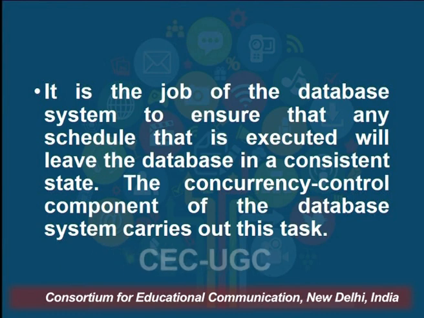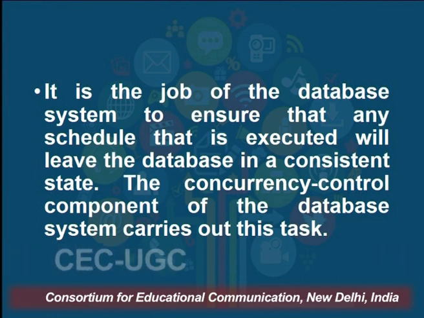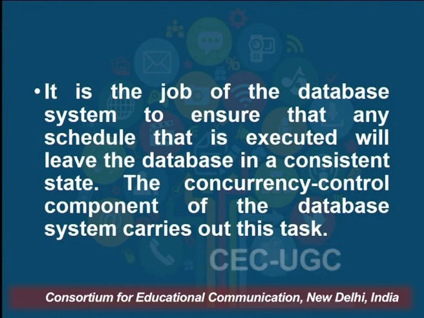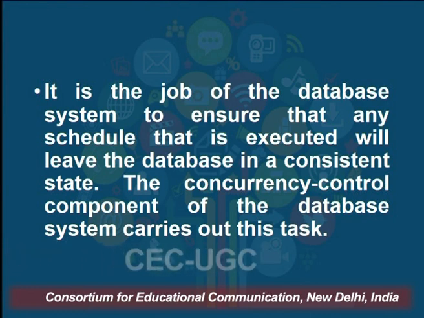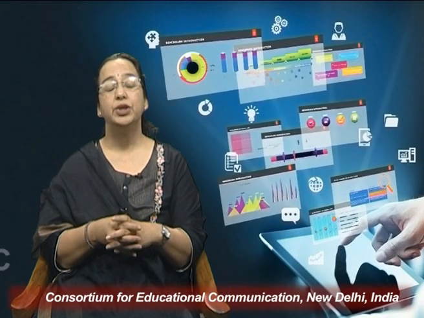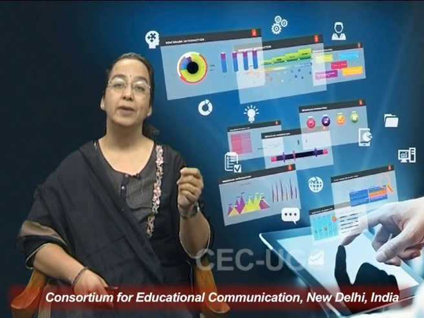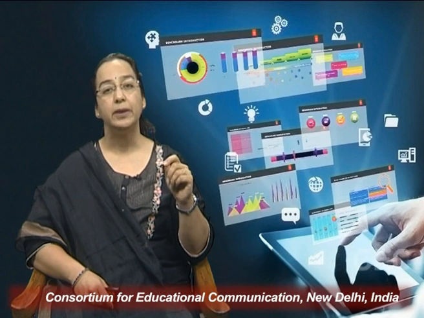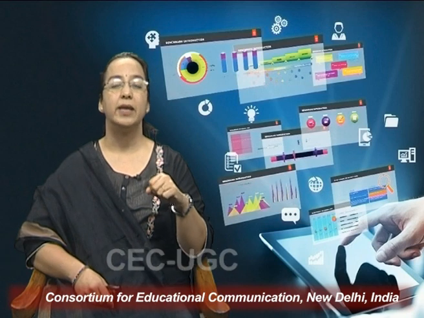So the question was whose job it is. It is the job of the database system to ensure that any schedule that is executed will leave the database in a consistent state, not an inconsistent one. The database system keeps a check that the schedule being executed does not compromise the consistency of the database, and the concurrency control component of the database system carries out this task.